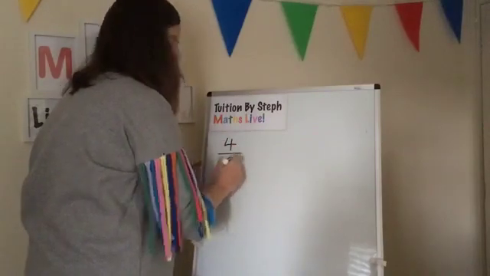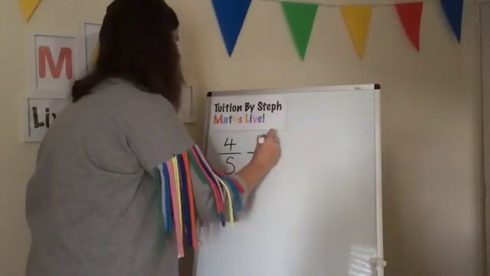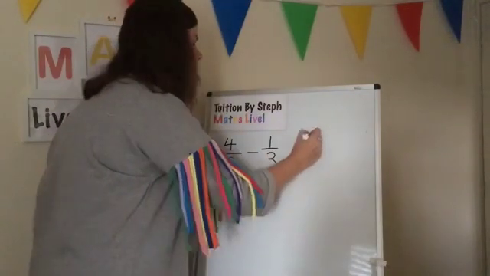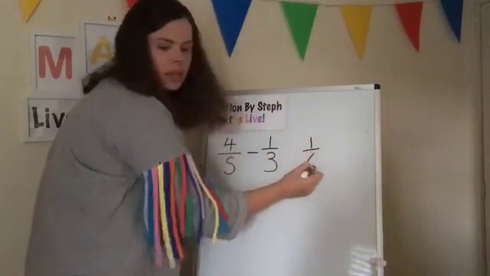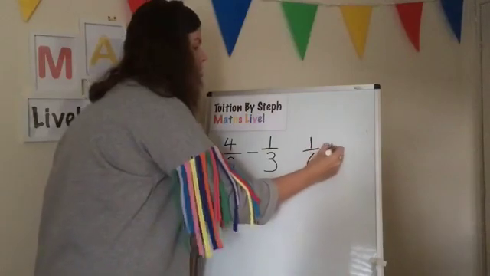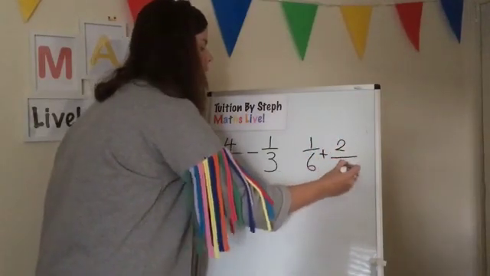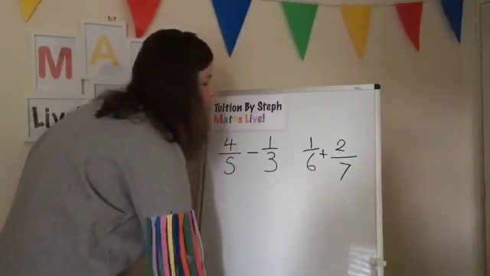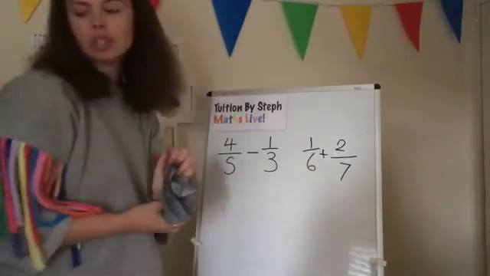So 4/5, take away 1/3, and 1/6, add 2/7. Have a go at those two. 4/5, take away 1/3, and 1/6, add 2/7.